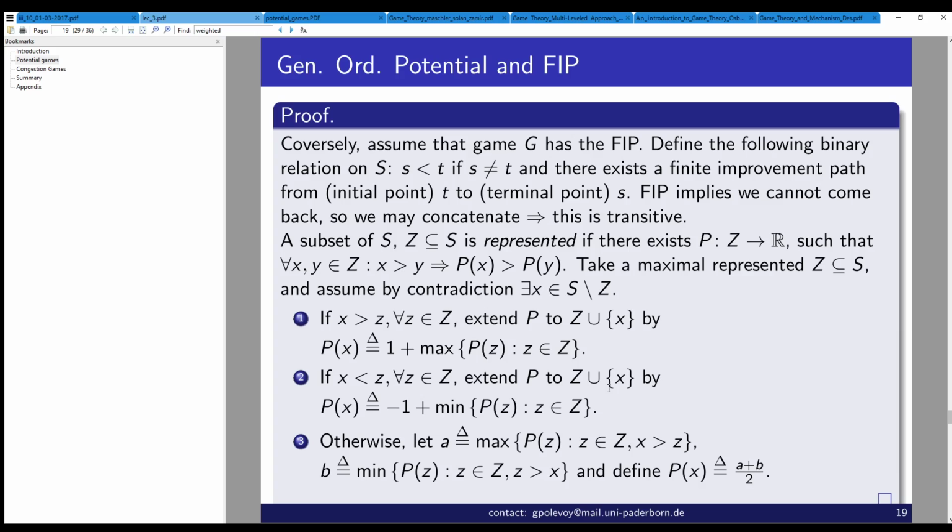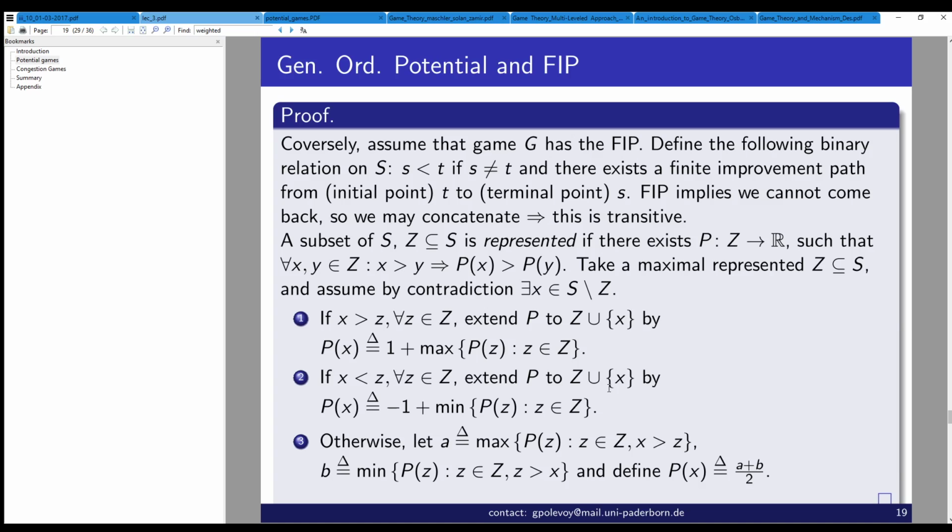So we look at all those in Z who are smaller than X and look at the maximum among those who are smaller. We look at the minimum of those who are larger. And since it's transitive, we know that the maximum of those who are smaller is smaller than the minimum of those who are larger. And in proving transitivity, remember, we used the finite improvement property there.